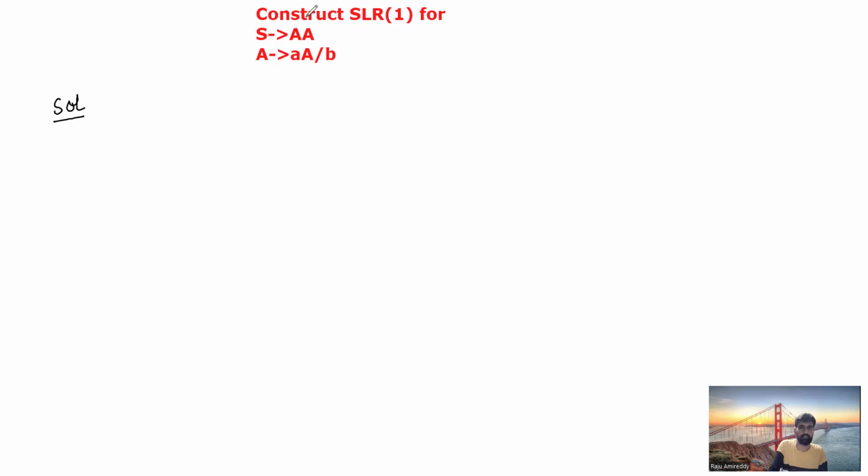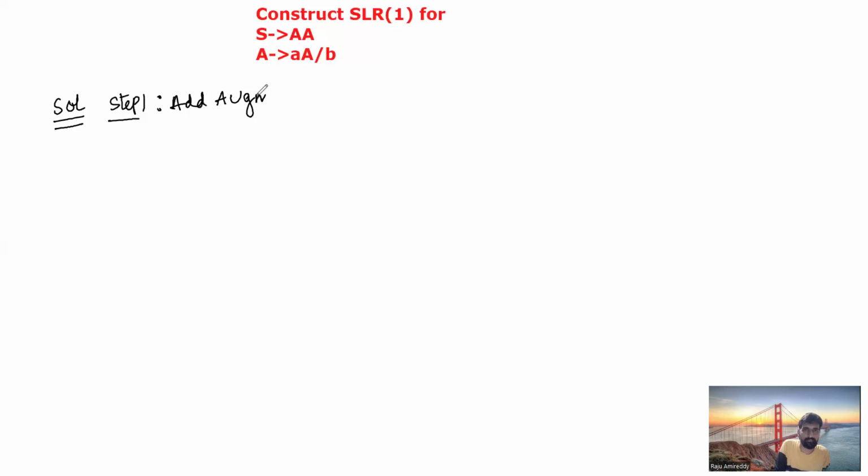Today we will discuss constructing SLR(1) for the grammar S → AA, A → aA | b. In order to construct SLR, we go with step 1. In step 1, we are going to add augmented grammar to the given grammar.